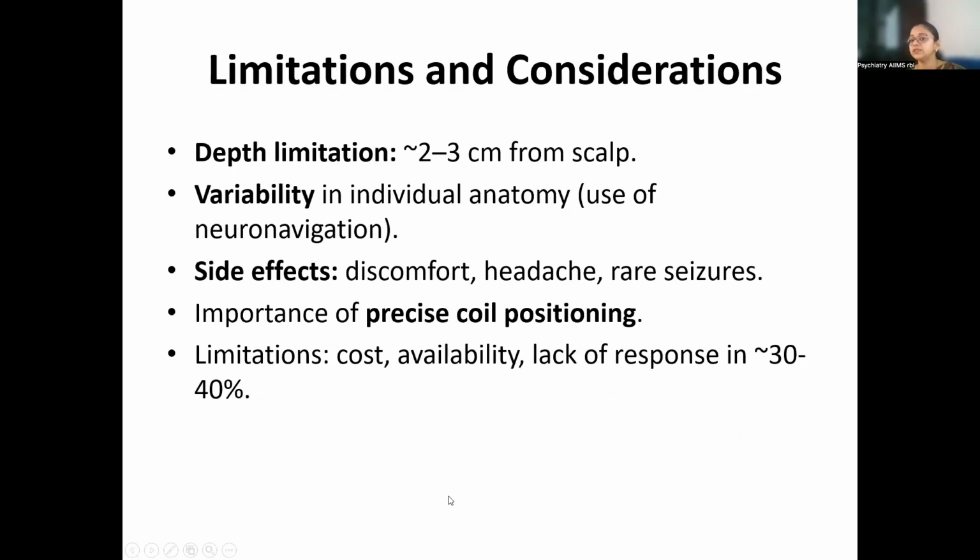Now, coming on to limitations and considerations of rTMS, there is a depth limitation. What we can reach is mostly 2 to 3 centimeters from the scalp, like I've already explained. Also, there is always a chance of variability in the individual anatomy. So when we use neuronavigation, we can be more precise about where we are actually reaching. So the 5 centimeter rule is a mere approximation that we use, but there may be individual variations. There are minor side effects like discomfort, headache. Rarely seizures may occur. So when we screen the patients, we have to make sure that they don't have an underlying seizure disorder. There are other screening criteria we'll discuss.